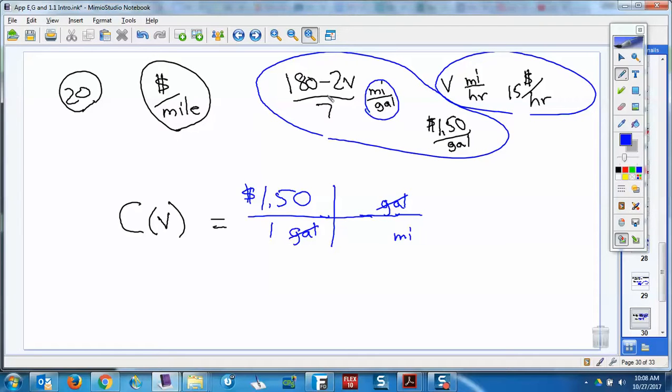Flip it, right? So this is miles over gallons. So let's flip it. So 7, and then this would be 180 minus 2V. And that would give me, right there, dollars per mile. So I just think it's a nice strategy.